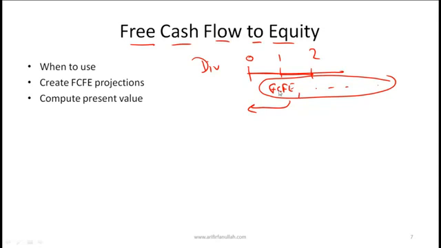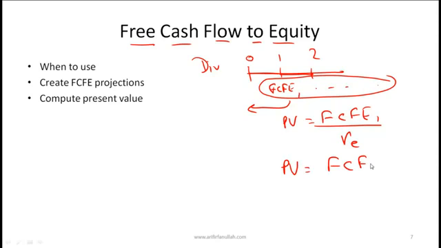So for example, if you have a constant free cash flow to equity, then the present value will simply be equal to free cash flow to equity at the end of period 1 divided by the cost of equity. If you assume that the free cash flow to equity is growing at a constant rate G, then the present value will be free cash flow to equity at the end of period 1 divided by RE minus G, and so on. So the value of equity for the company is simply the present value of all future FCFEs.